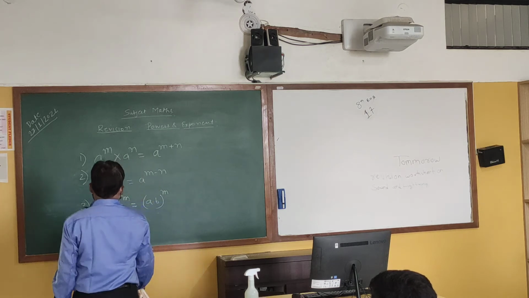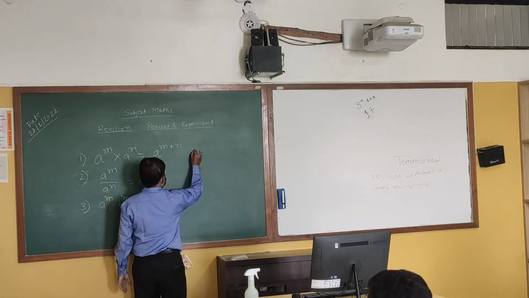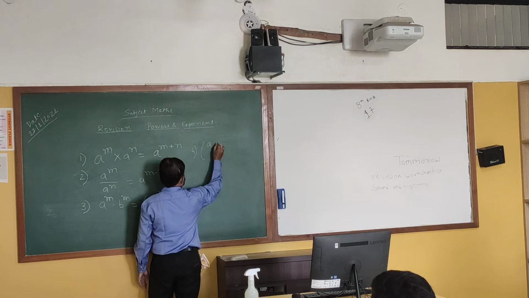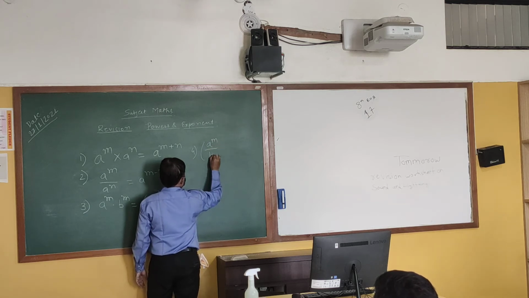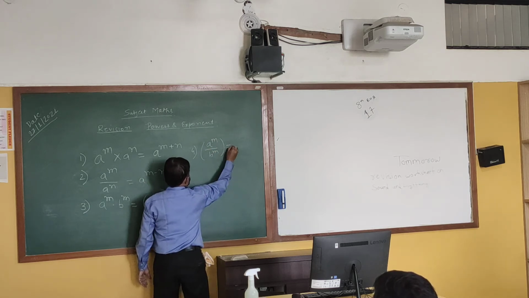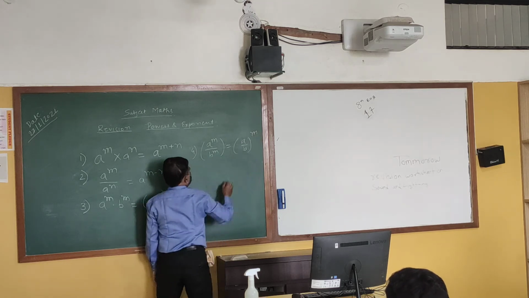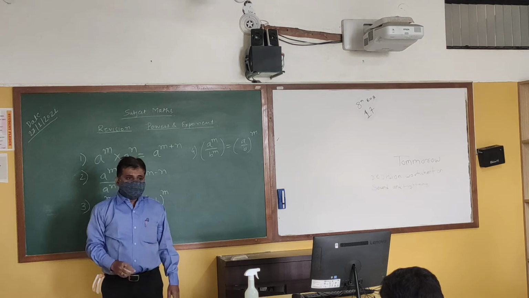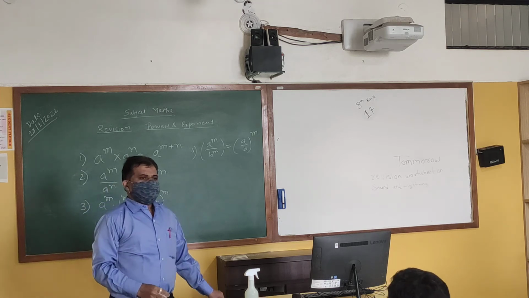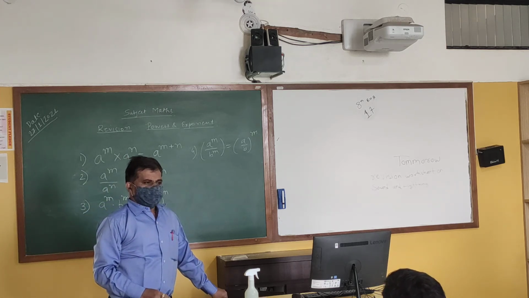And the fourth one, which is not given in your book, but we can write a raised to power m upon b raised to power m is equal to a upon b, whole raised to power m. Sir, again one. Sir, a raised to 0 is equal to 1. Yes. Okay.